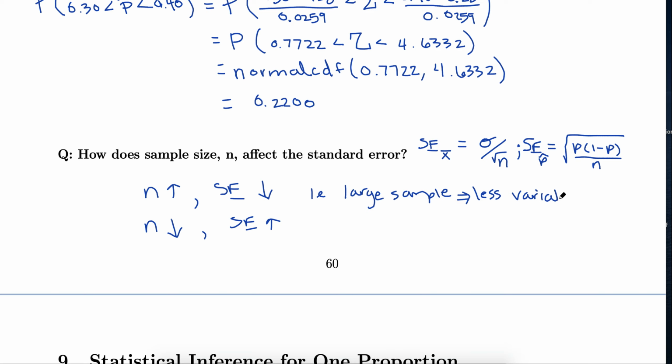We don't want our statistic to vary much from sample to sample. And then on the other hand, if we have a small sample, then we're probably going to see a lot more variability in our statistic.